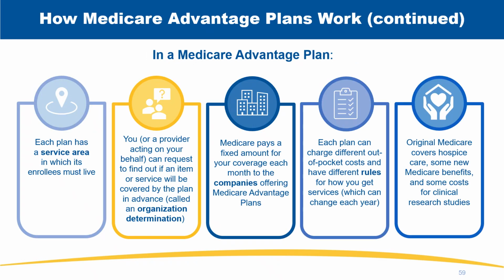Each plan has a service area in which its enrollees must live. You or a provider acting on your behalf can request to find out in advance if an item or service will be covered by the plan. It's called an organization determination. Medicare pays a fixed amount for your coverage each month to companies offering Medicare Advantage plans. Each plan can charge different out-of-pocket costs and have different rules for how you get services, which could change each year. Original Medicare covers hospice care, some new Medicare benefits, and some costs for clinical research studies.